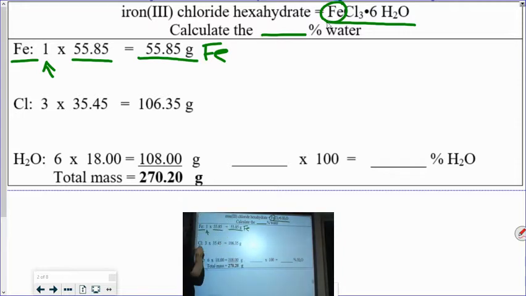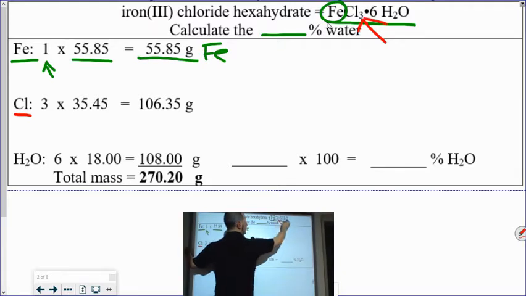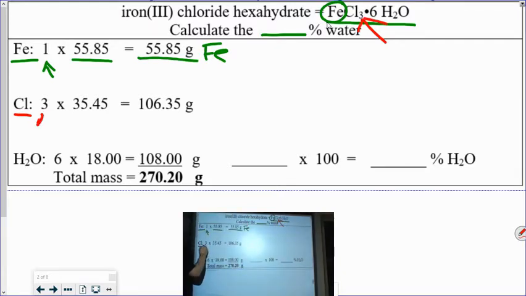And now I go to chlorine. If I look up here, there are 3 Cl's in this compound. So that's where that 3 comes from. This is the molar mass off of the periodic table. So 3 times 35.45, and I get this many grams of chlorine.